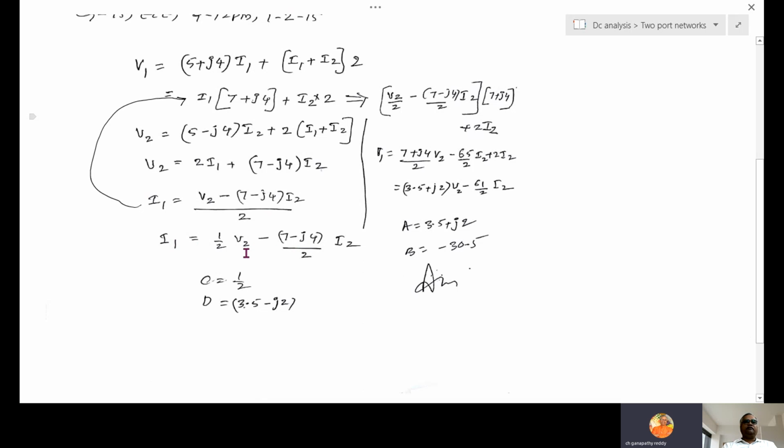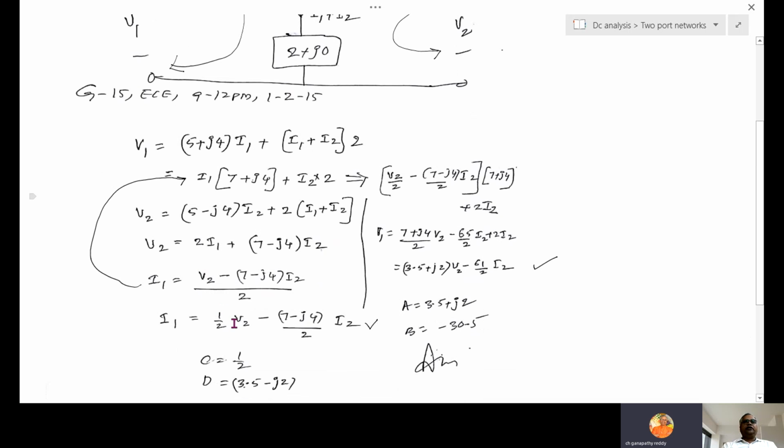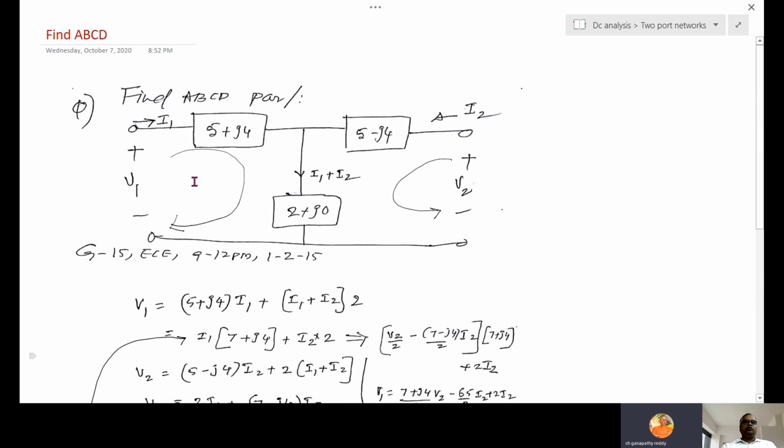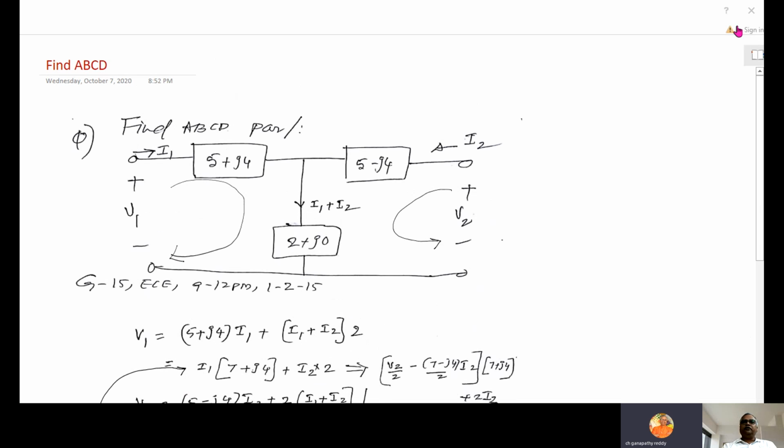So this is the first equation, and this one is the second. Now compare the coefficients, you will get ABCD. It's so easy. Just write the equations, express them in ABCD parameter format, and compare the coefficients. You will get ABCD fast. And don't open, don't short. If you go step by step, that will take more time. So this is the best way.